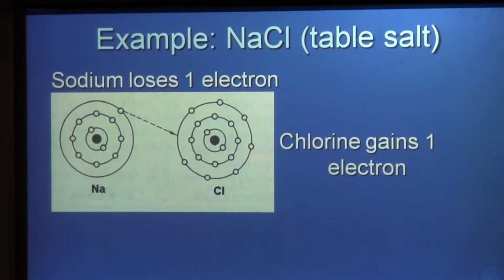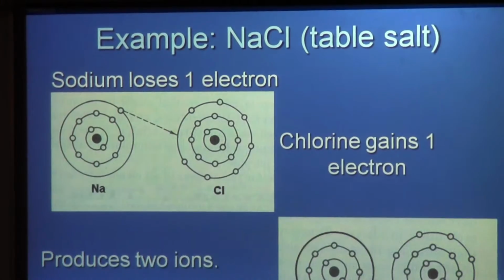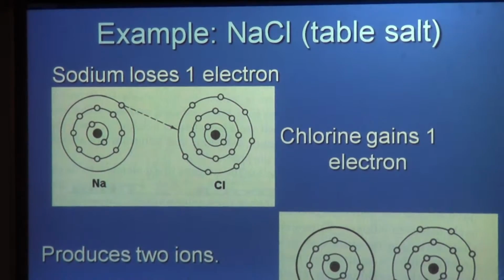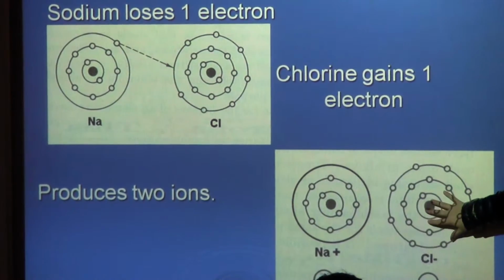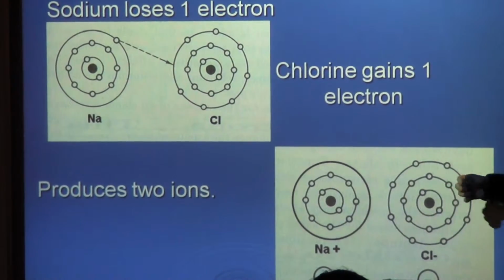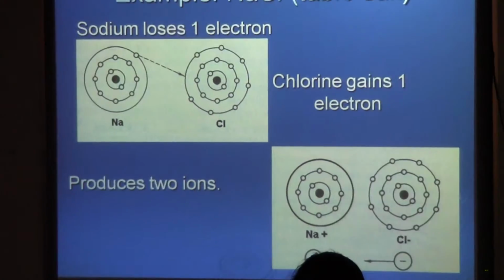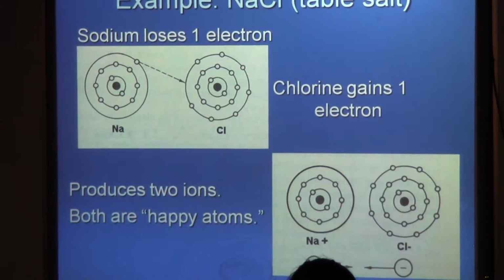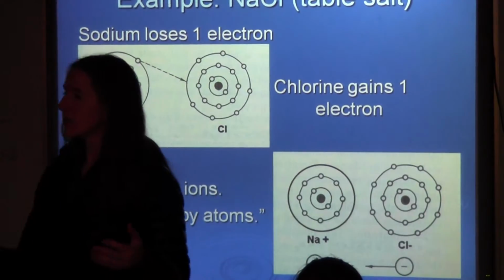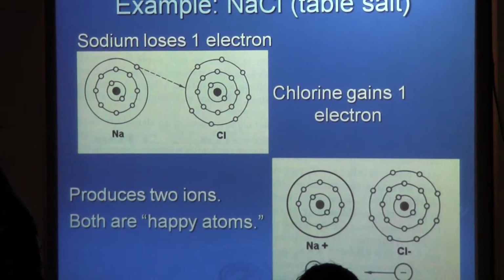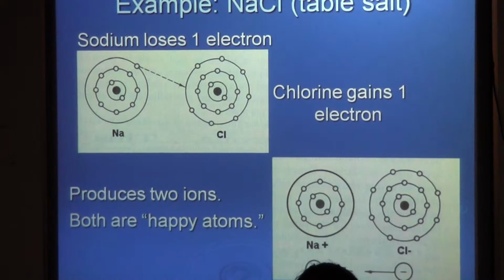Sodium will drop down to one lower energy level. Chlorine fills up its third energy level. And they both end up being ions. You've got a positive 1 charge for sodium, a negative 1 charge for chlorine. The positive and the negative are attracting each other, so that's what keeps them bonded together. And then they both end up being what we would consider to be happy or stable atoms. Okay? They're a good match.